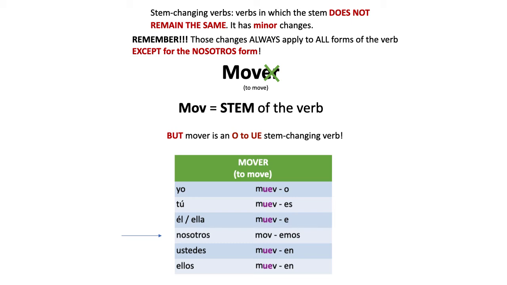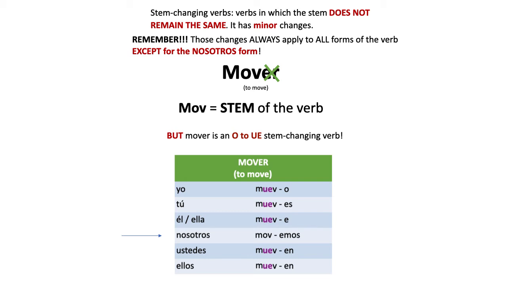The nosotros form is the only one that is conjugated without a change for stem changing verbs. So for the nosotros form, we're using the stem without any changes, mov. For all the other forms, we're using the stem with the O to UE change. We're changing that O for a UE, right? In order to show this more clearly in the table, I have marked those changes with purple, right?